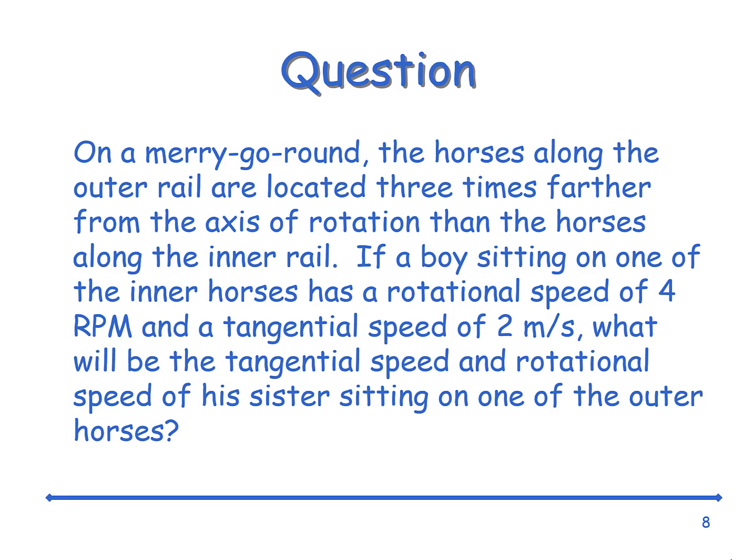So here we have to analyze both of those. My rotational speed would not change because, again, they're on the same merry-go-round. Even though the outer horses are further away, they're still doing one full rotation in the same exact time limit. So that 4 RPM is going to be the same for the outer horses as it is for the inner horses. Now the tangential speed is the one that differs. Because we are 3 times further away, it is going to have a 3 times greater tangential speed. So if the tangential speed of the inner horses is 2 meters per second, the tangential speed of the outer horses would be 6 meters per second.